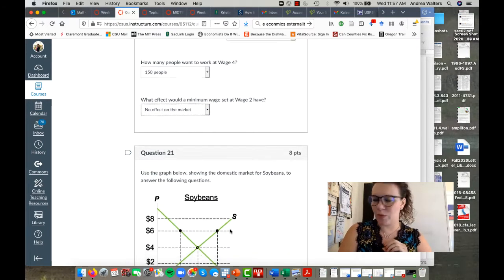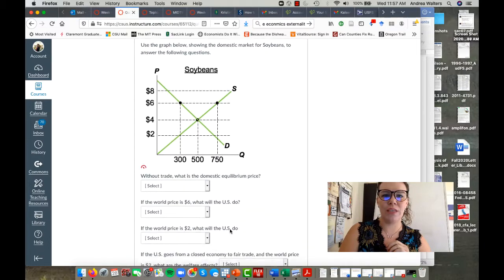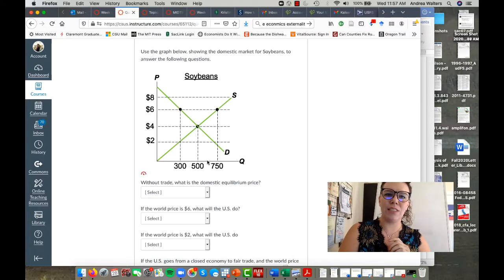The next question, question 21, looked at the market for soybeans. So we have the domestic market for soybeans, domestic demand, domestic supply, and then we have a couple of different prices here. Without trade, the domestic equilibrium price is given where demand is equal to supply. That's $4.